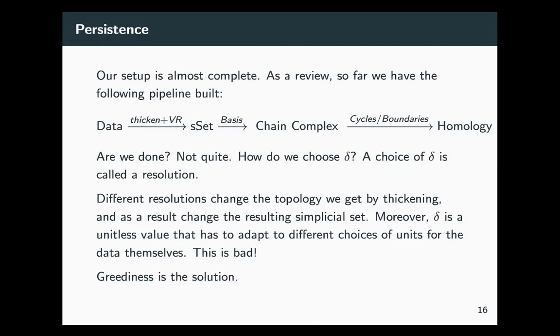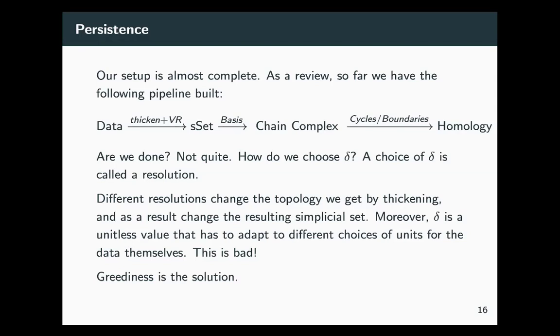At the same time, if I put delta equals something very, very small, then all the points will still be disconnected, and we're going to be just where we started. We're going to have a completely disconnected data set, and the topology won't tell us anything. So how do we choose delta? Well, we're going to refer to delta as a resolution from now on, because it's telling you how finely grained the topology is.